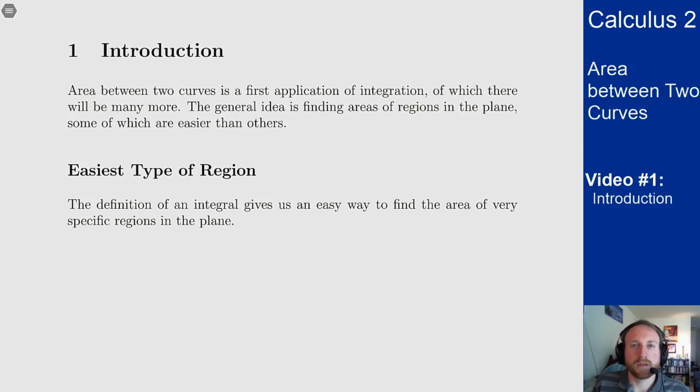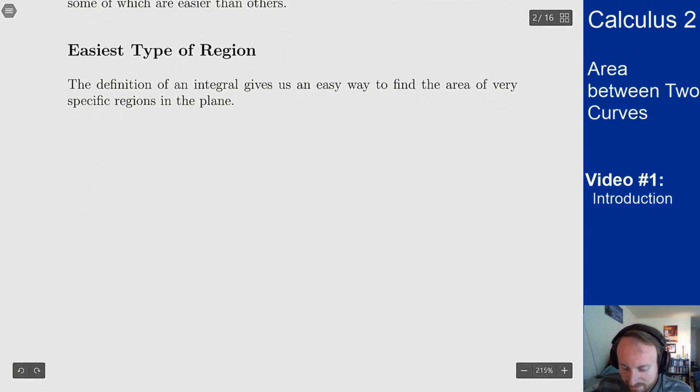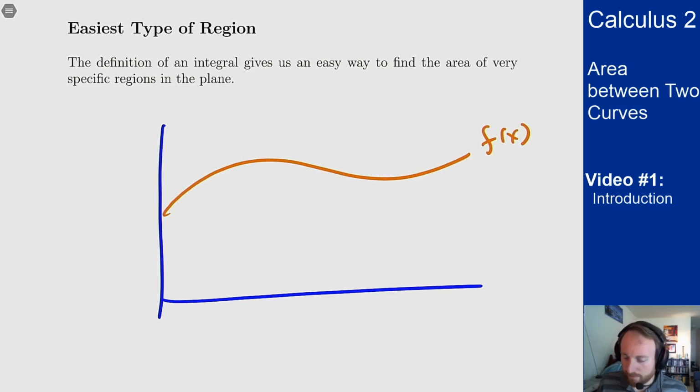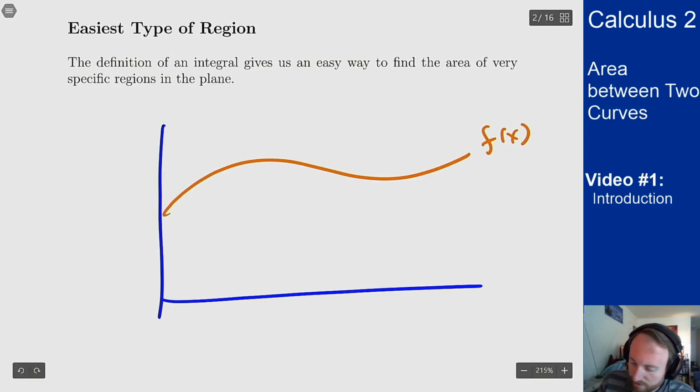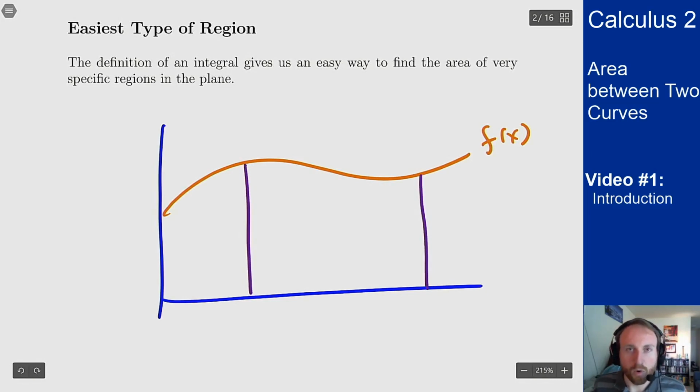In this video, we'll be talking about area between two curves as a first application of integrals. So one of the first applications that one comes across in talking about integrals is the idea of area between two curves. In particular, the idea of finding areas of regions in the plane and how to do that using integrals. There's a certain region of the plane that's really easy to find using integrals, and that's one like this. If I have a function f of x and I want the region between that graph and the x-axis, well, I know how to find that.